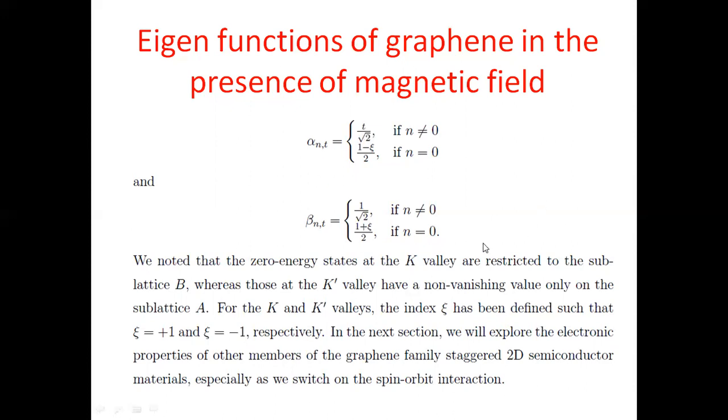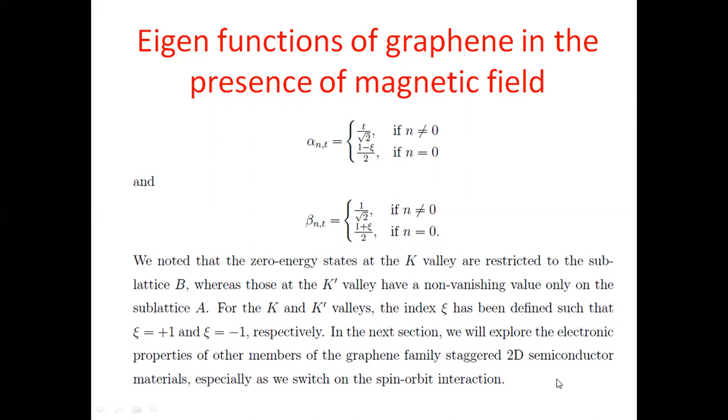We noted that the zero energy states at the K value are restricted to the sublattice B, whereas those at the K prime value have a non-vanishing value only on the sublattice A. For the K and K prime values, the index xi has been defined so that xi equals 1 and -1 respectively.